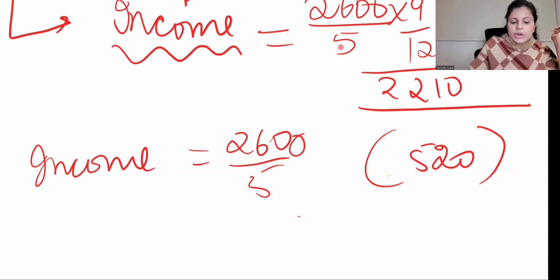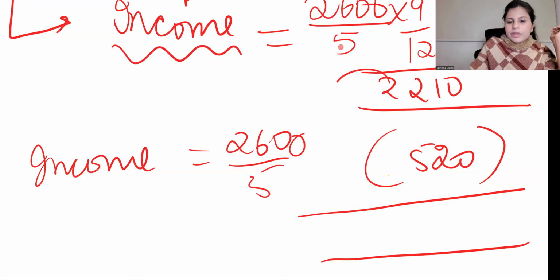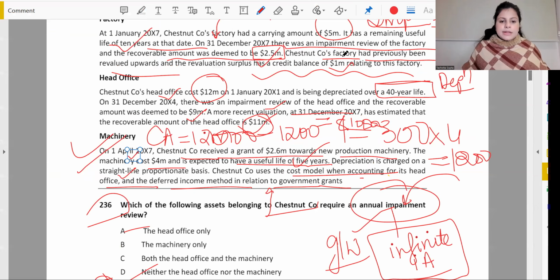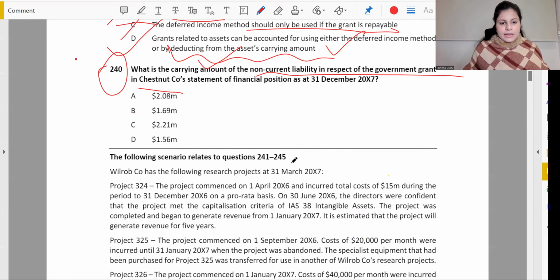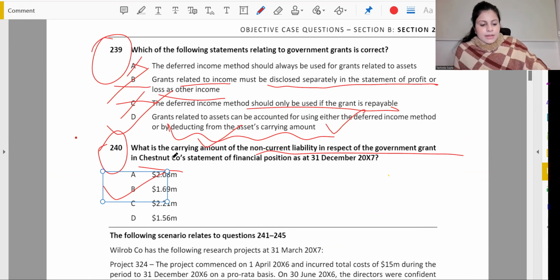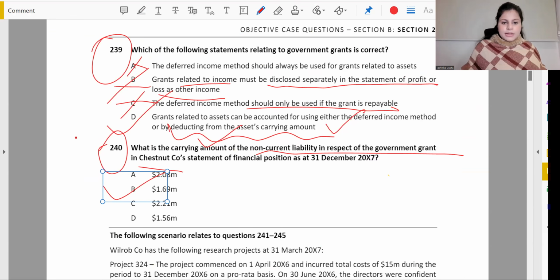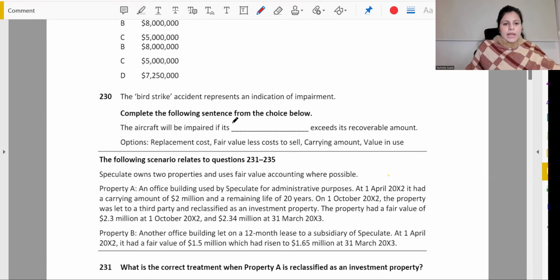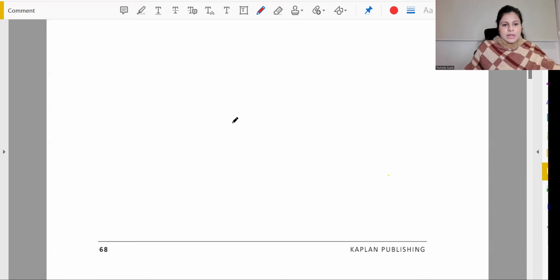520. So what's the non-current liability part of this? Non-current liability part of it is 1690. So my answer is 1690, B. Done and dusted. Yes. Now let's move on and see what we have next.